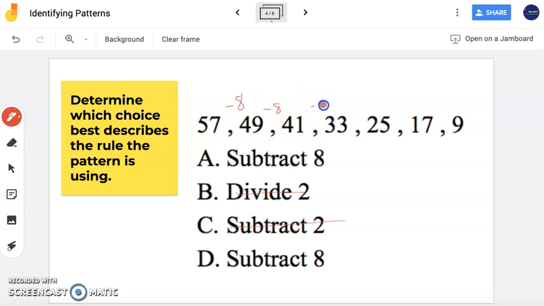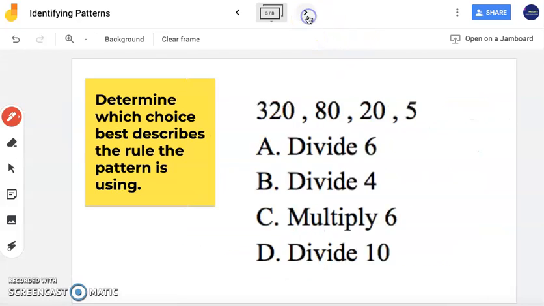41 minus 8 is 33. 33 minus 8 is 25. 25 minus 8 is 17. And 17 minus 8 is 9. And notice here, subtract by 8 is my option. And I notice this happened to be here twice, even though it's the same thing. But regardless, subtracting by 8 is the rule to this pattern.